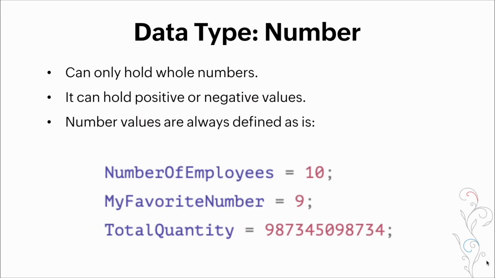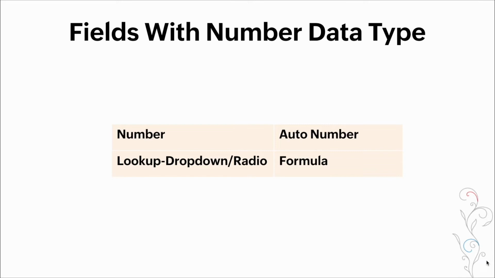The next data type is the number data type. These can only hold whole numbers. It can hold positive or negative values, and number values are always defined as is. These are some fields with a number data type: number, lookup, dropdown, radio, auto number, or formulas.